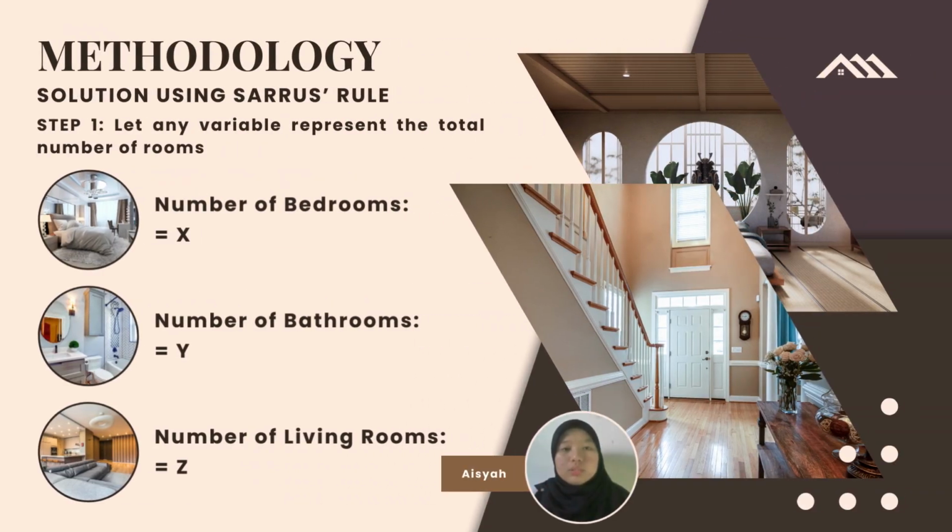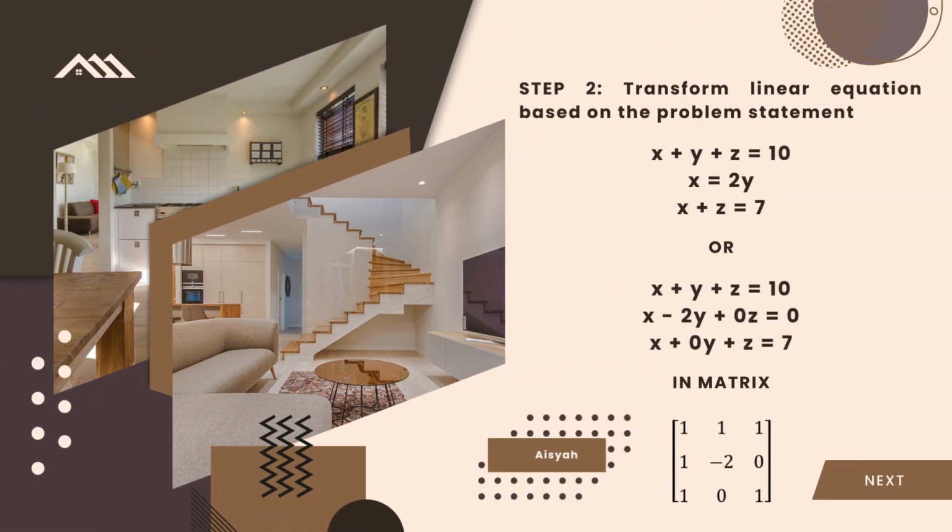In terms of methodology, we will calculate the exact number of rooms required for the house layout by applying Sarrus's rule. Thus, in step 1, we will let variables represent the number of rooms. In this case, the numbers X, Y, and Z represent the number of bedrooms, bathrooms, and living rooms respectively.